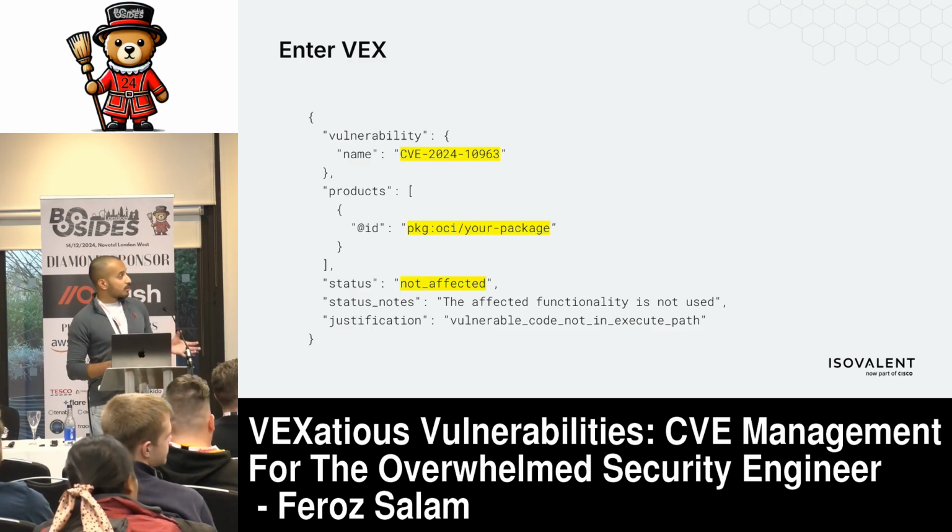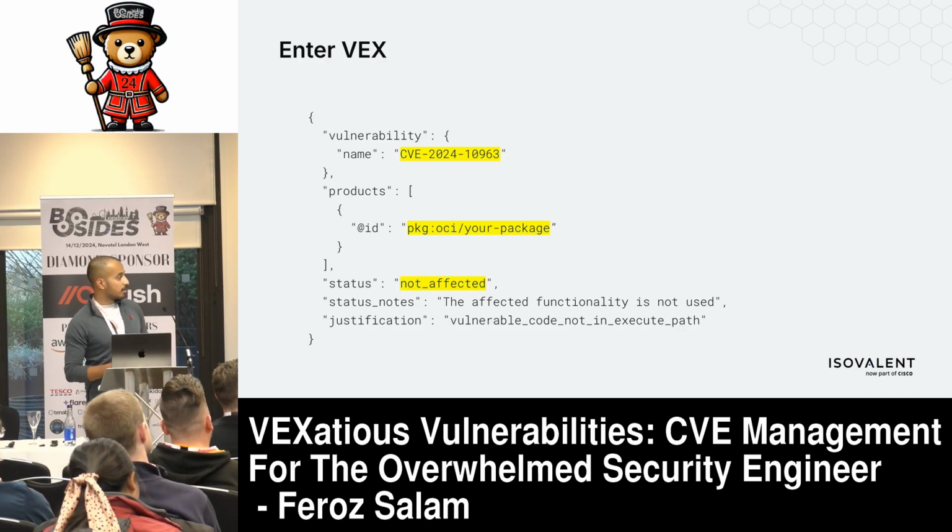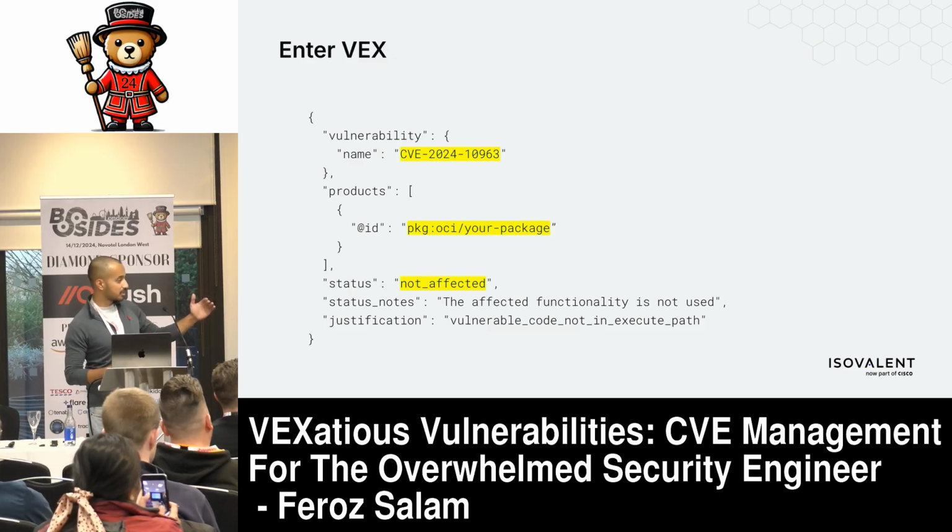So I'm going to focus the talk around VEX documents, which are not a new technology. They've been around for a while. There are a few different formats of it, but the idea is always the same. It's a way of adding some extra information to the results output by container scanners to say, this package in this product is either affected or not affected for a particular CVE.